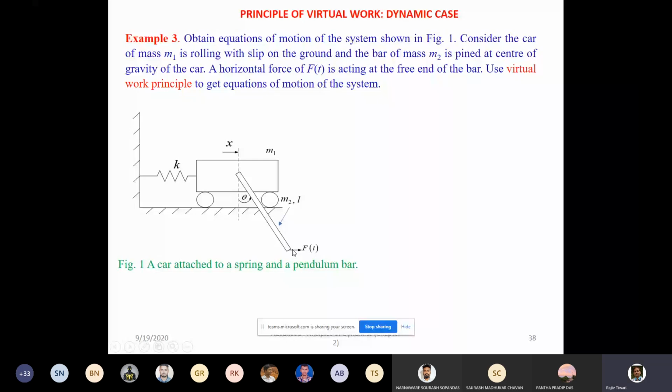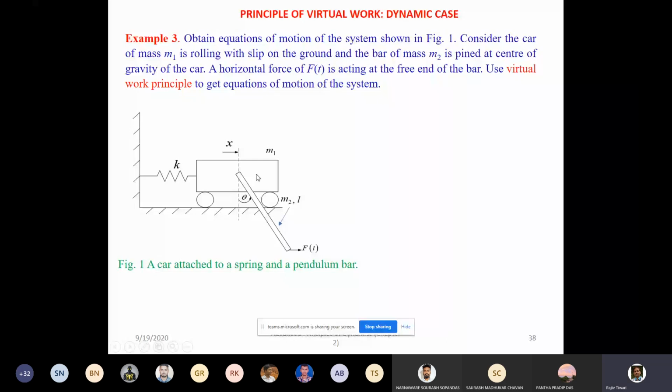So here you can see that one is the position of the car, which is given by x, and another is the swing of the pendulum, which is given by theta. These two coordinates will be enough to define the motion of this car and pendulum system. So basically, it is a 2-degree of freedom system. The generalized coordinates can be chosen as x for the car and theta for the pendulum. And here we are deriving the equation of motion, a differential equation, using the virtual work principle.